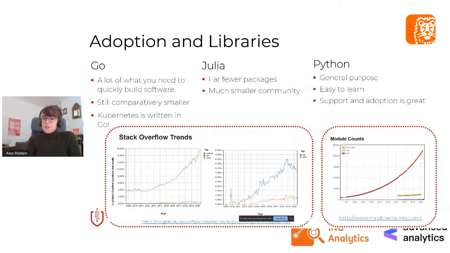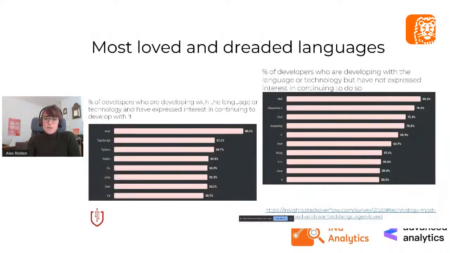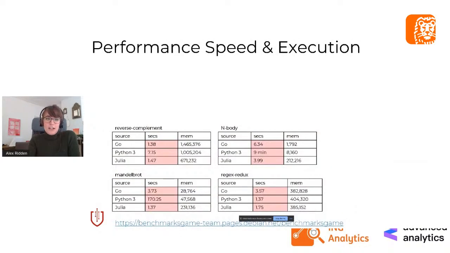I've got a second graph that was a bit tongue-in-cheek. I found this also whilst I was putting this deck together, which was a percentage of developers who are developing with the language or technology and where they've expressed interest in continuing to develop with it. You can see that Python, Go, and Julia are in the kind of top six of those. And then you can see a list of all the languages that have maybe given a few more headaches over the years. So the next criteria I was looking at is performance, speed, and execution.